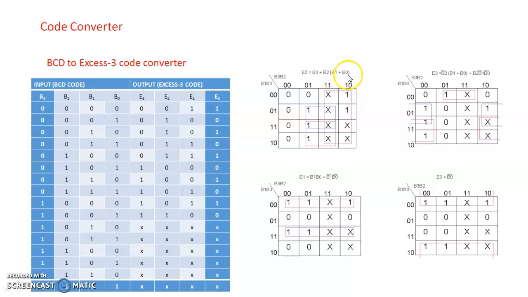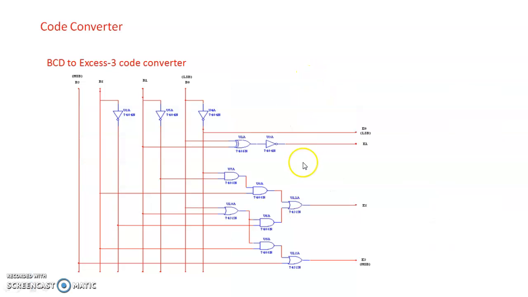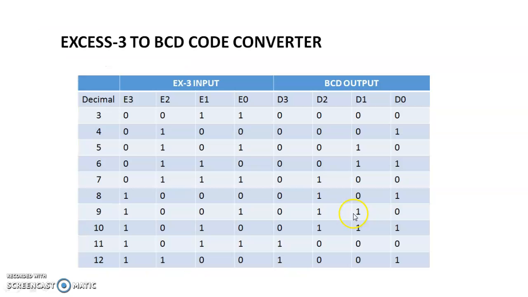So for B1 plus B0 we have to use the OR gate, and that is multiplied with the B2. So we have to use the AND gate here, and the output of this one is again ORed with the B3, then you will get the E3. You can see this diagram. Okay, so this is the circuit diagram. As per the expression, we have completed this diagram with the help of basic and universal gates.